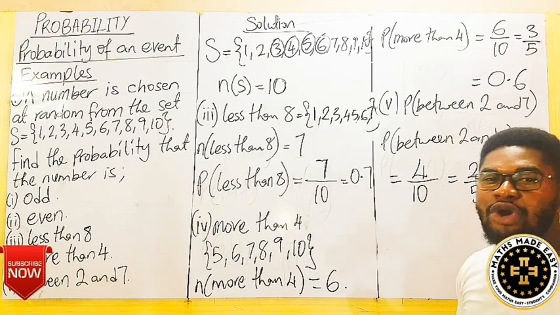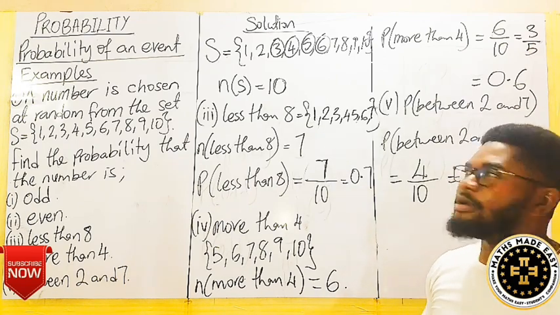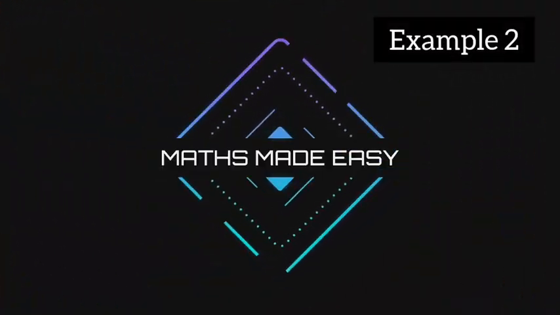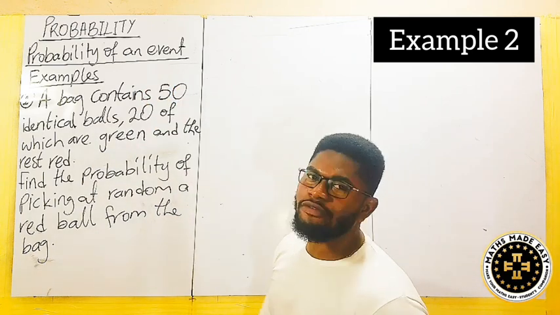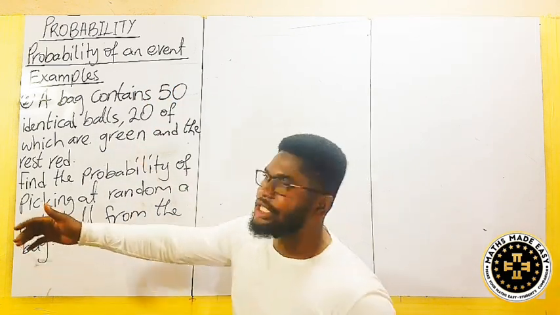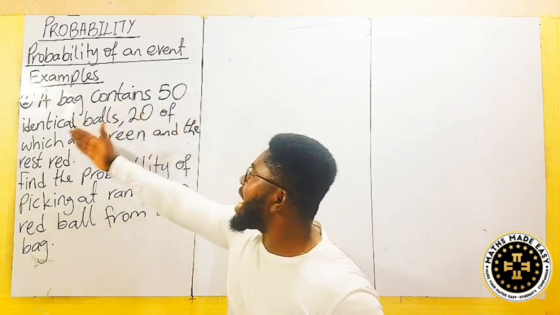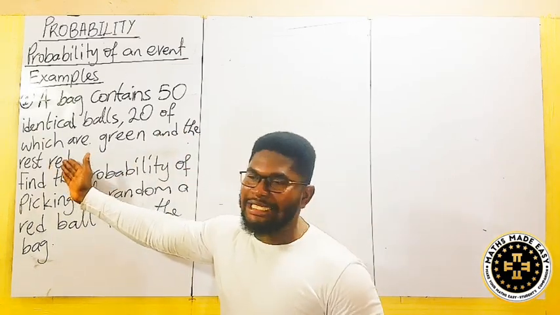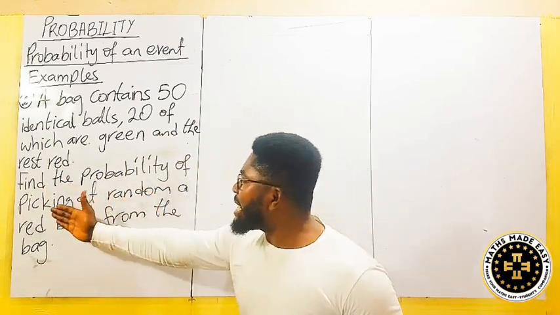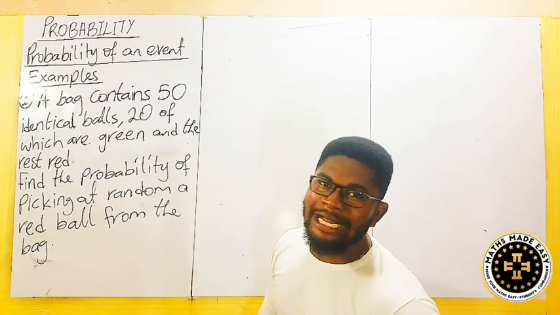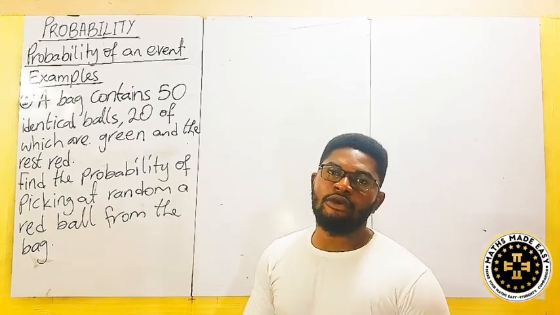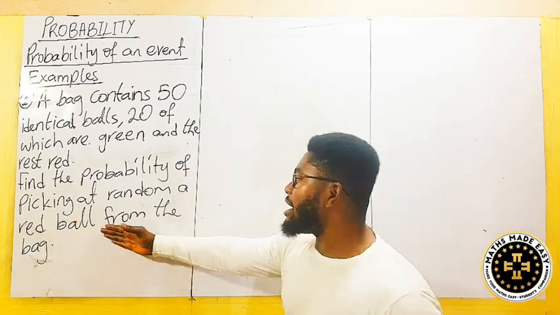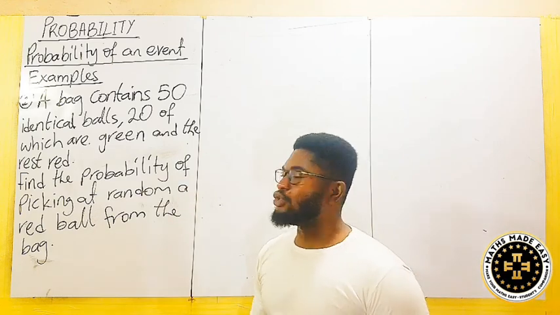So if you got the answer, then clap for yourselves. You have done well. Now, ladies and gentlemen, let us take the second question and try. Let's look at the second question, the probability of an event examples. Let's read. A bag contains 50 identical balls, 20 of which are green and the rest red. Find the probability of picking at random a red ball from the bag. So this is just a normal question for probability of an event. The event here, at the end of the day, is that we want to pick a red ball. So the red ball becomes our event.